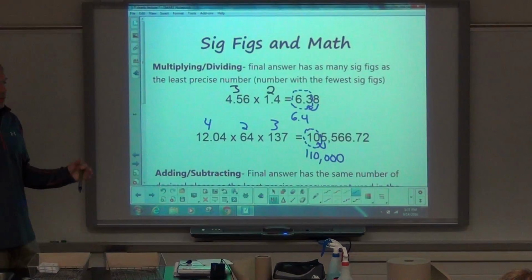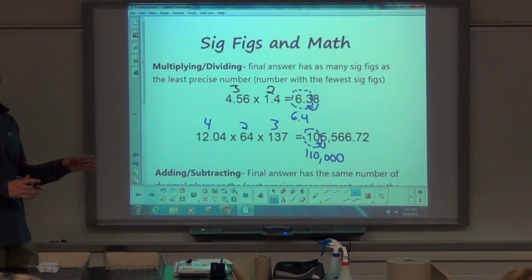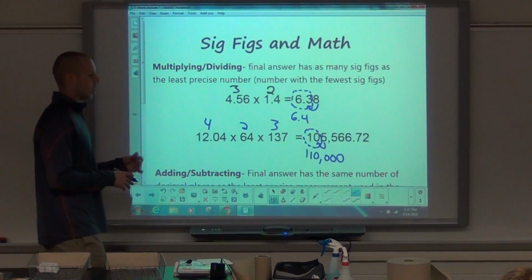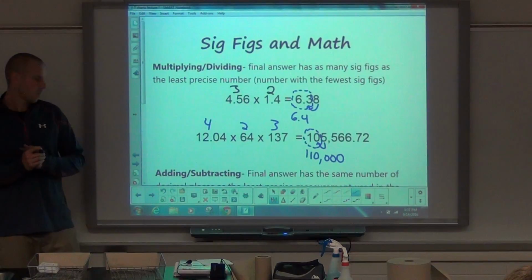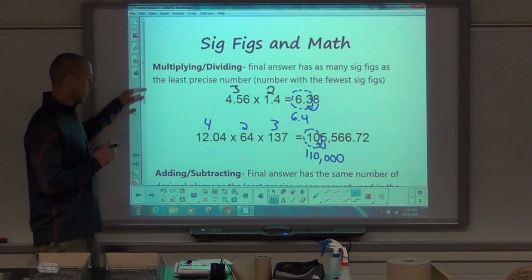Okay, so I know we didn't do a division up here, but with division, the same exact rules apply. Take a look at your final number, figure out which one has the least amount of sig figs, and you round your final answer to that. Questions on this?